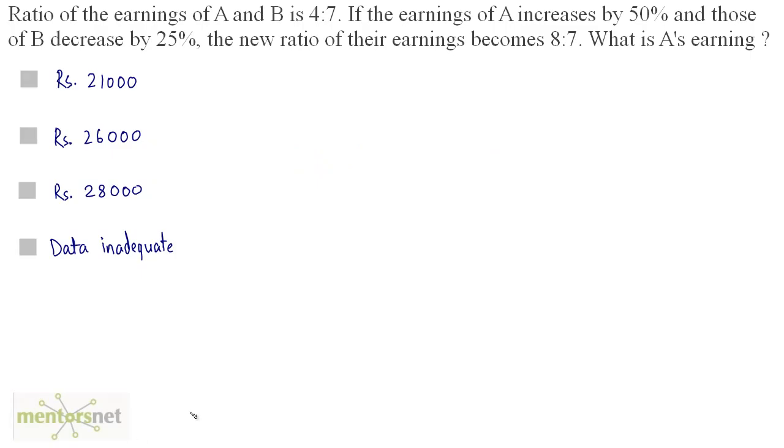The ratio of the earnings of A and B is 4:7. If the earnings of A increases by 50% and those of B decrease by 25%, the new ratio of their earnings becomes 8:7. What is A's earning?